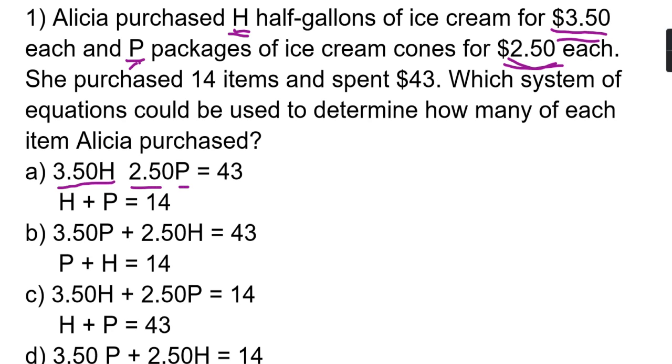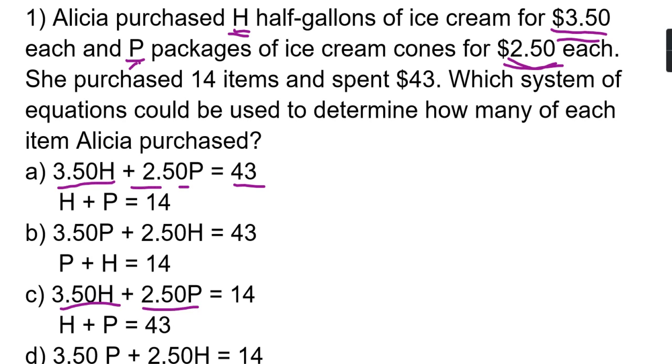Good. Then we want to check that it has the correct total. If you look, choice C also has $3.50H plus $2.50P. We're missing a plus sign right there, but that's what it should say. So both of those, A and C, have the correct rate and variable matched together. So we want to check which of those 2 equations has the correct total.